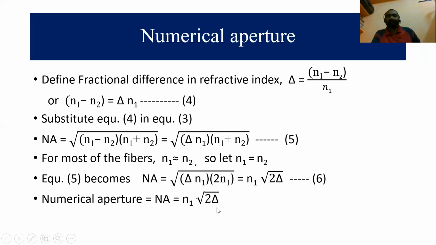This is another expression for numerical aperture. Generally, the value of numerical aperture ranges from 0.1 to 0.5. So 0.1 means low numerical aperture, and 0.5 means high numerical aperture. A numerical aperture of 0.1 means the light gathering ability of that particular fiber is very low. A numerical aperture of 0.5 means the light gathering ability of that particular optical fiber is very high.